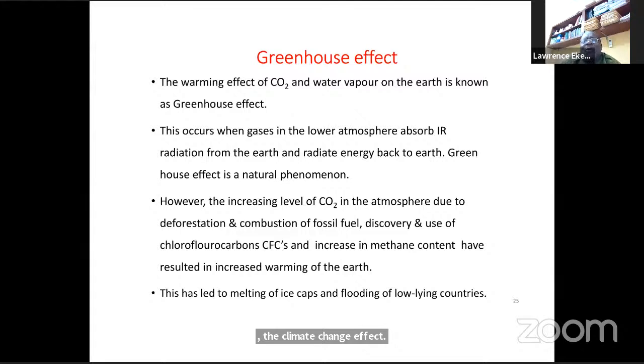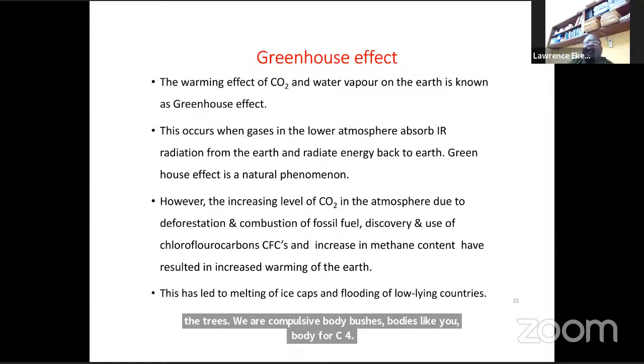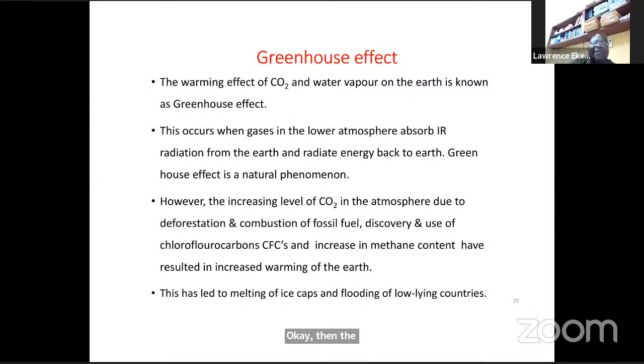So this is basically what the greenhouse effect is all about. And so by the time we carry out deforestation, we are felling trees, burning bushes, burning refuse, burning fossil fuel, then the use of chlorofluorocarbons and increase in methane content in the earth, all these things increase CO2, which will now lead to an increase in the temperature of the earth, which we call the greenhouse effect. So this has led to melting of ice caps.